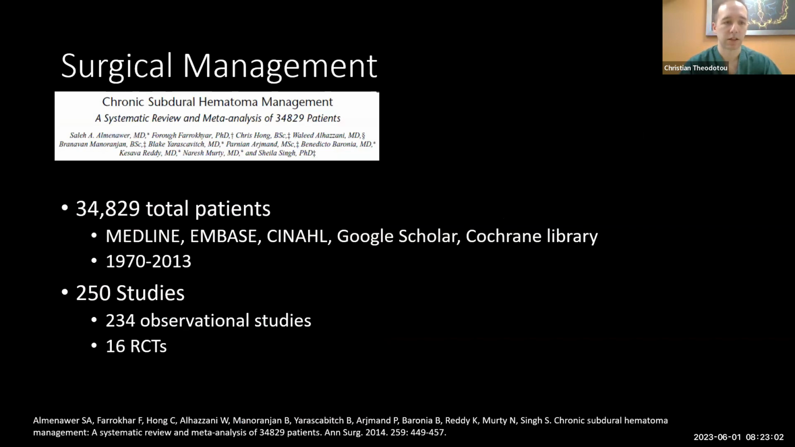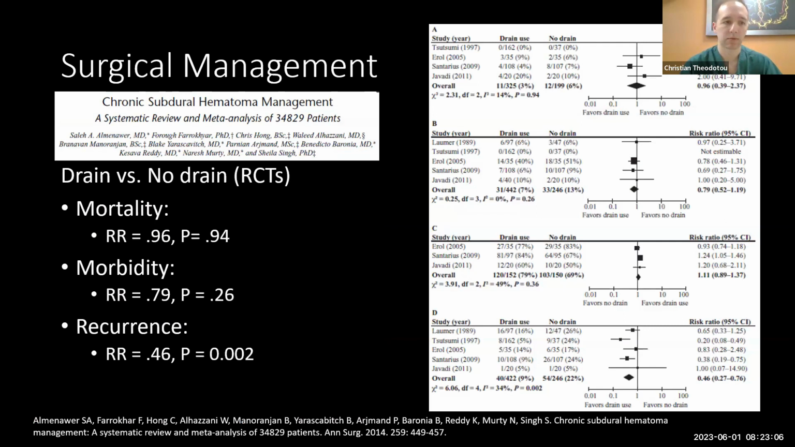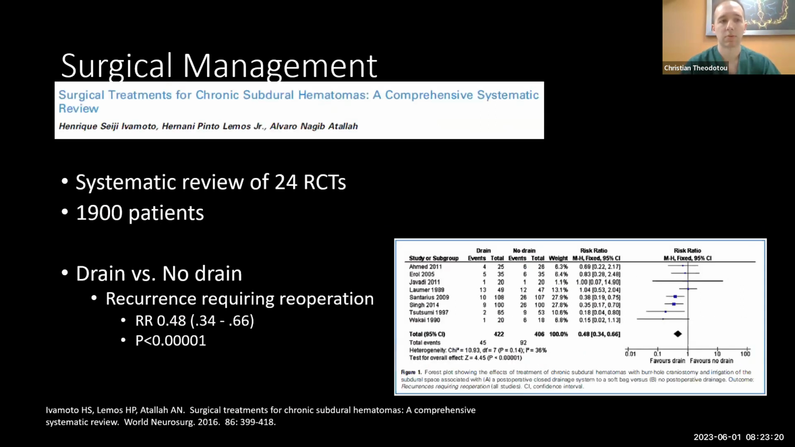This one's a systematic review. Again, same thing. There was no difference in mortality and morbidity, but the recurrence rate when using a drain was significantly less. And this is demonstrated in multiple trials. I'm just showing these two big ones, but it's a fairly robust result. Again, this other systematic review shows the same thing.